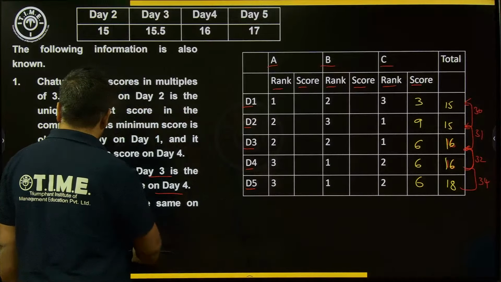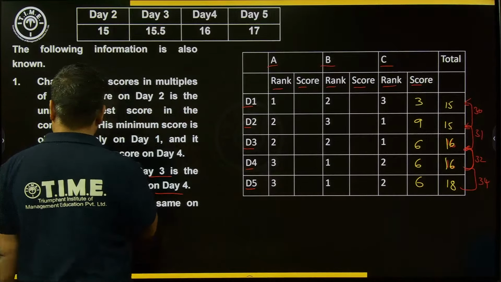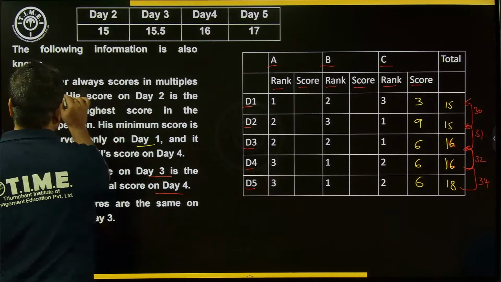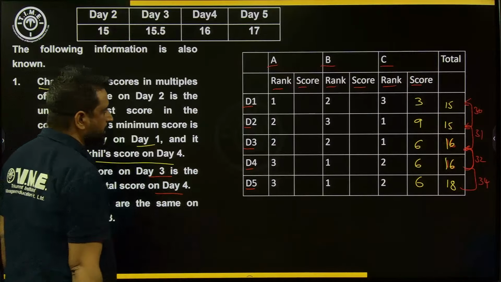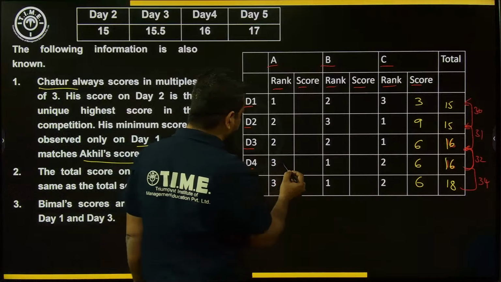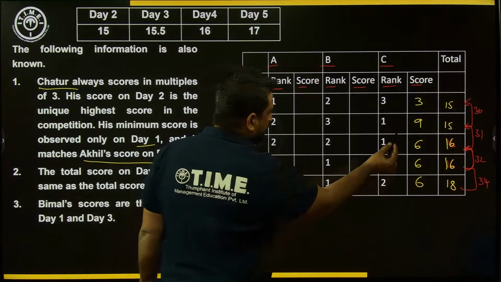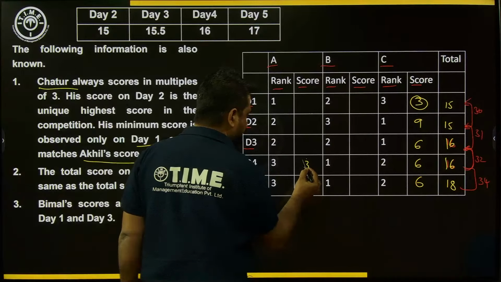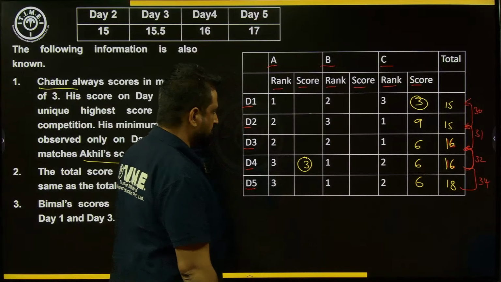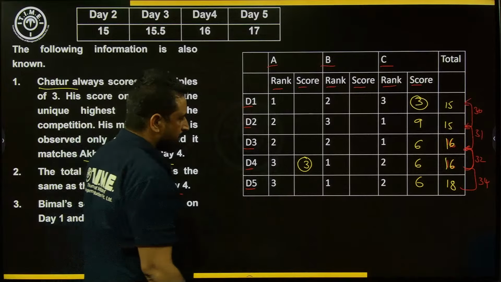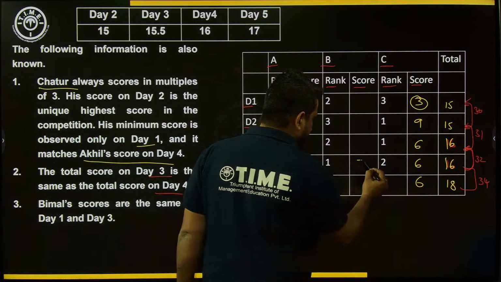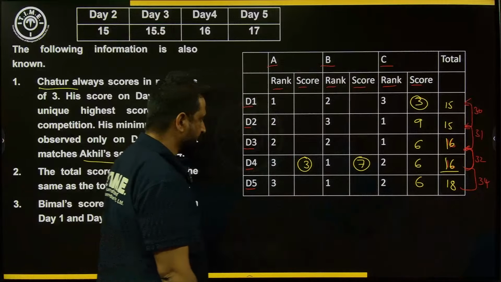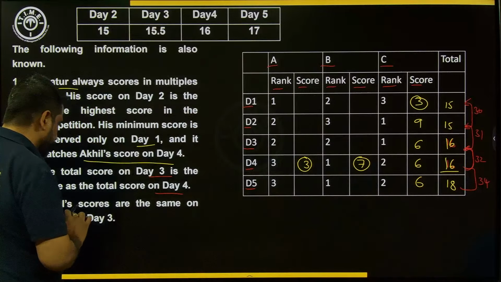And also what we observed, Bhima's day 1 score of Chatur matches with Akhil's score on day 4. Akhil's score on day 4 is here. So this number matches here also. So the number will be 3 here. Okay. Now, what else we have? 3, 6, 9. So remaining will be 7, because day 4 total score is 16. It's perfectly matching.